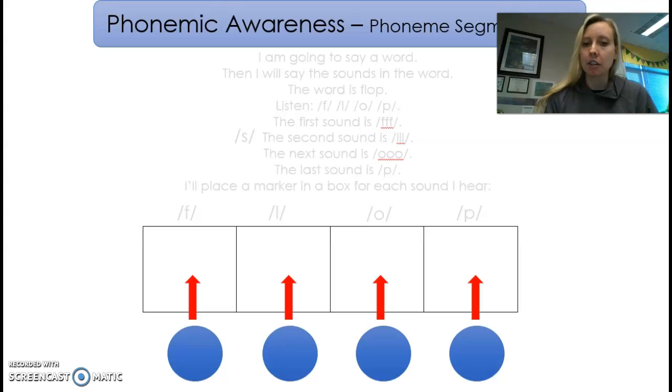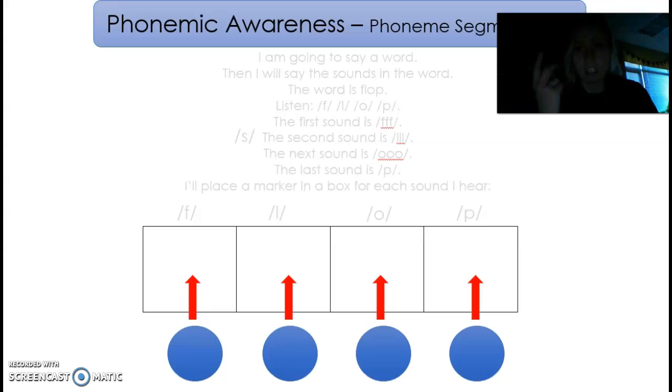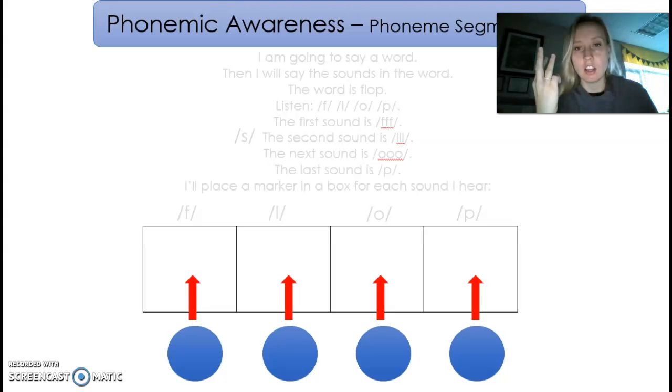I'm going to say a word. Then I will say the sounds in the word. The word is flop. Listen. F, L, O, P. The first sound is F. The second sound is L. The next sound is O. The last sound is P.